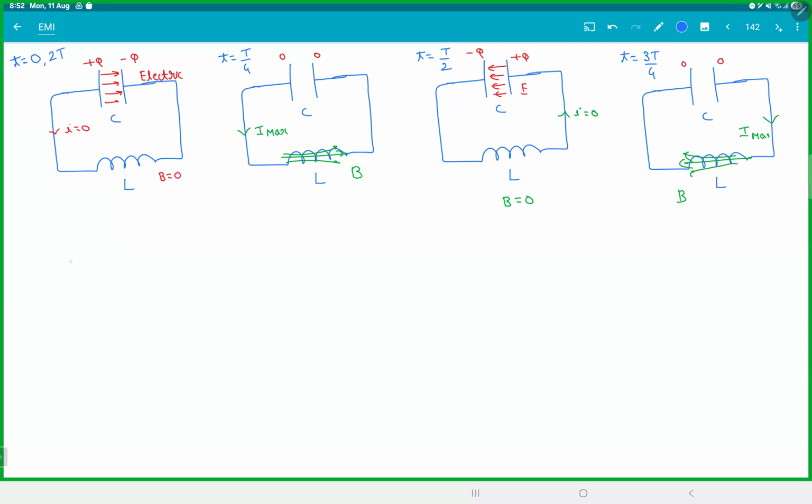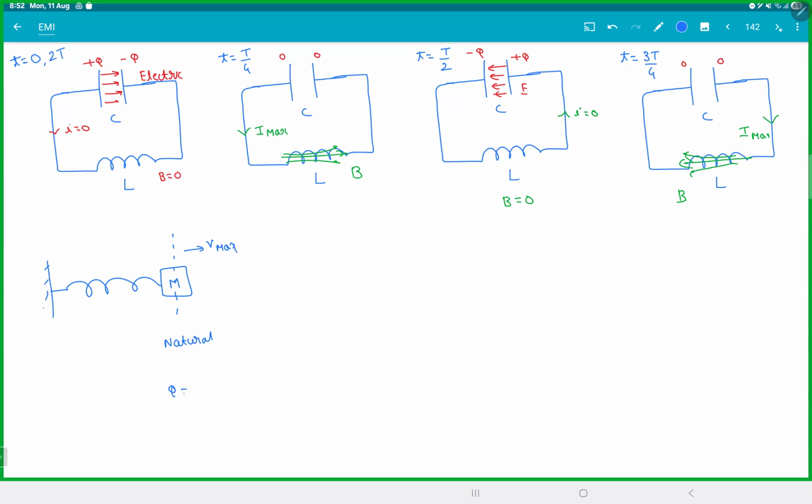So if you actually think about it, this kind of looks like a spring and a block. Initially the spring is at natural length. The velocity is at Vmax. And you can look at the comparison here.